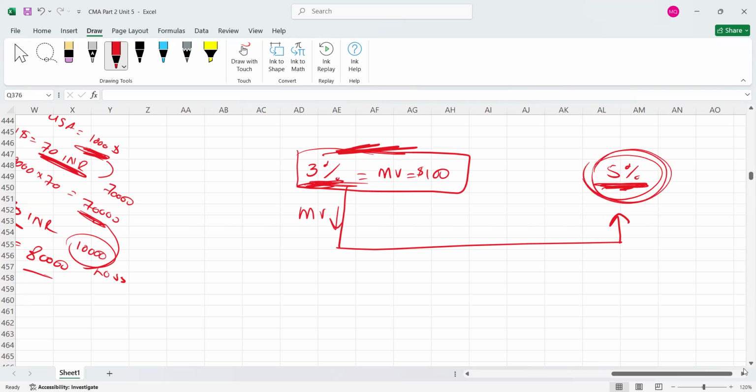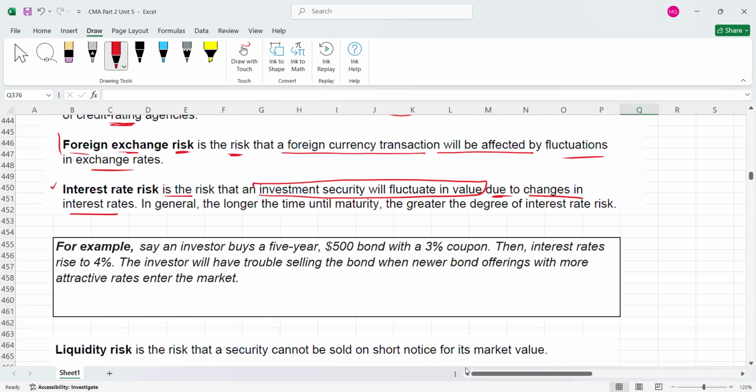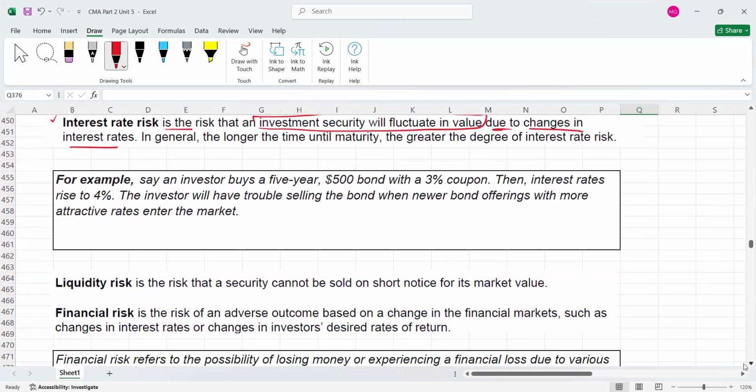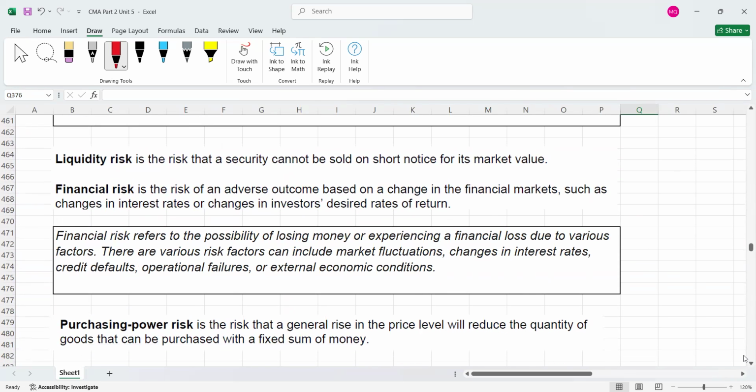Interest rate is changing in the market, but it's affecting the market value of bonds, right? So this is what is called interest rate risk. Then we have another risk. For example, another risk is liquidity risk. So what is liquidity risk?